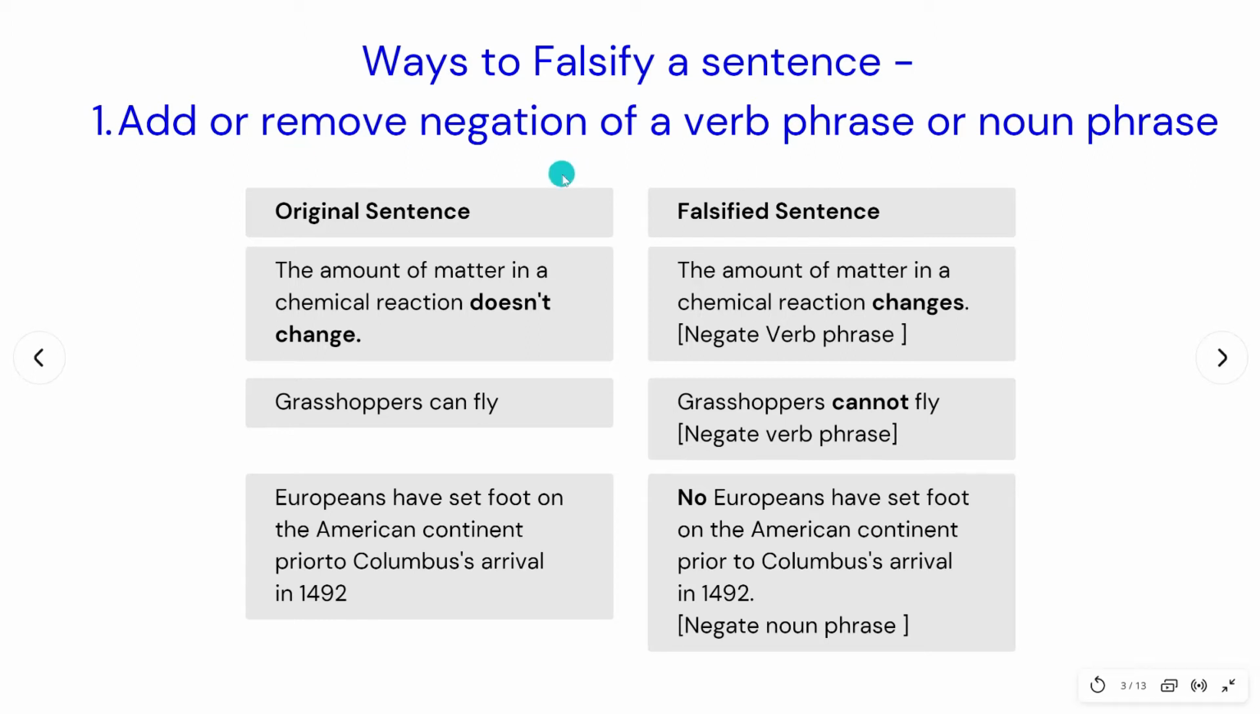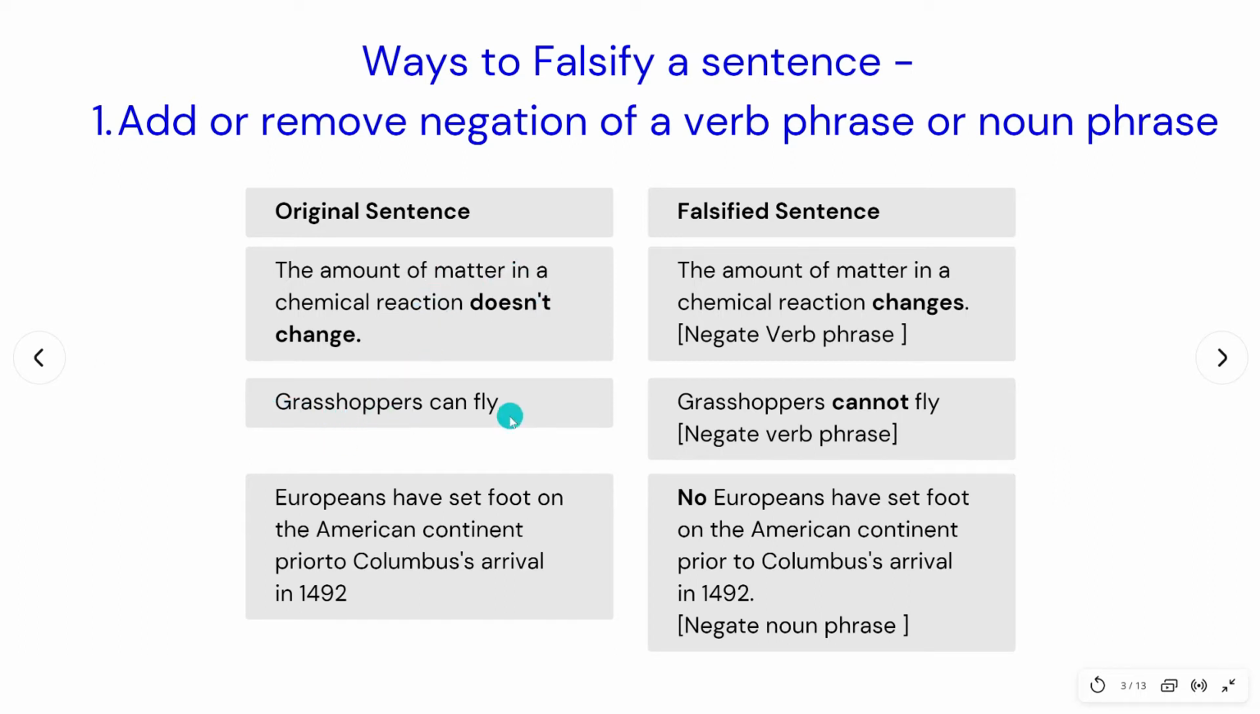So add or remove negation of a verb phrase or a noun phrase. A verb phrase means a combination of words along with the main verb, and similarly a noun phrase means a combination of words along with a central noun. So let's take this sentence: The amount of matter in a chemical reaction doesn't change. Here, doesn't change is the verb phrase. If we negate that verb phrase and rewrite it as changes, then we get a falsified sentence.